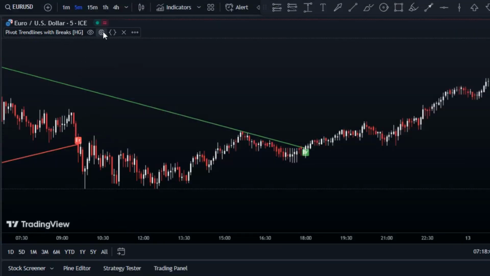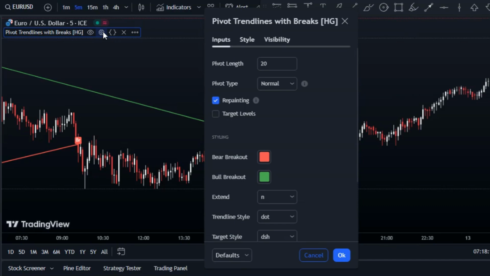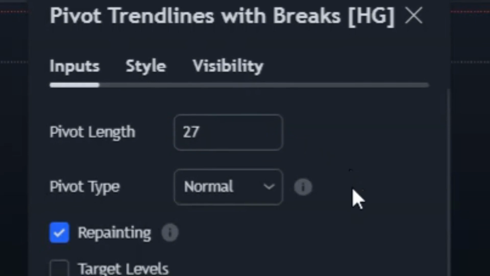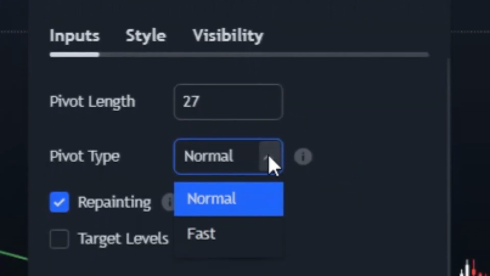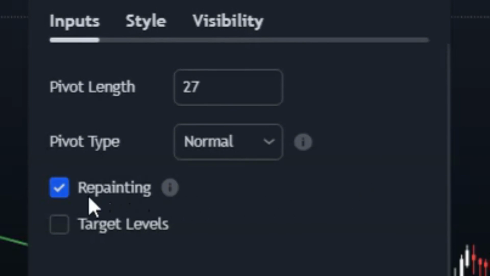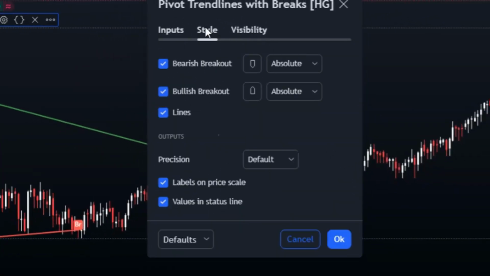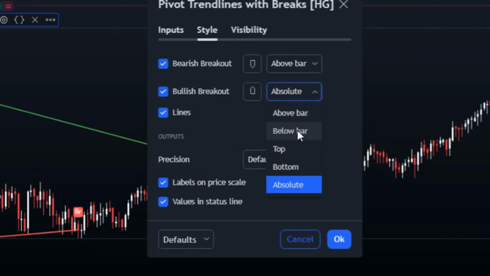After adding this indicator to the chart, we can make some adjustments to the settings for more precise trend lines and signals. To do so, change the pivot length to 27 and then disable repainting to prevent the indicator from redrawing. Next, in the style section, change the bearish breakout to above bar and the bullish breakout to below bar.